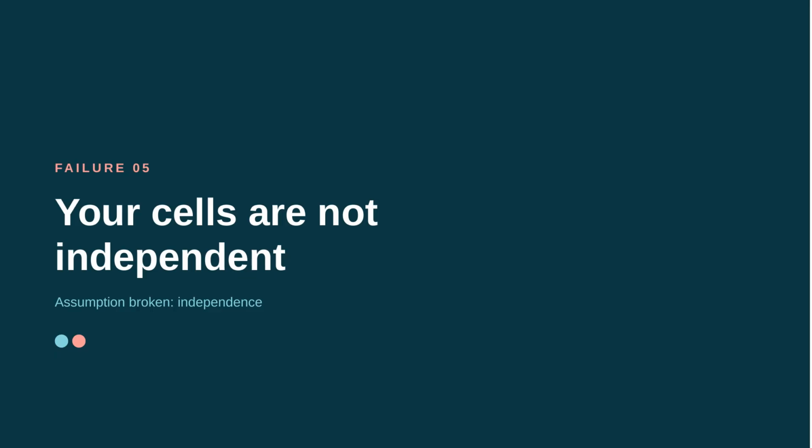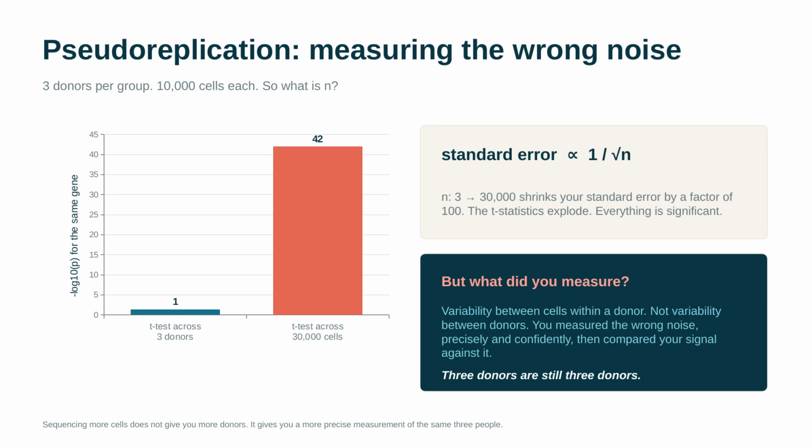Failure 5. And this is the big one. This is the failure that does the most damage in single-cell work, and it is the easiest to commit without noticing. You have 3 donors per group, but each donor gave you 10,000 cells. So you run the t-test across cells, and now n is 30,000 instead of 3. Look at what that does to the standard error. It has the square root of n in the denominator, so going from 3 to 30,000 shrinks your standard error by a factor of 100.